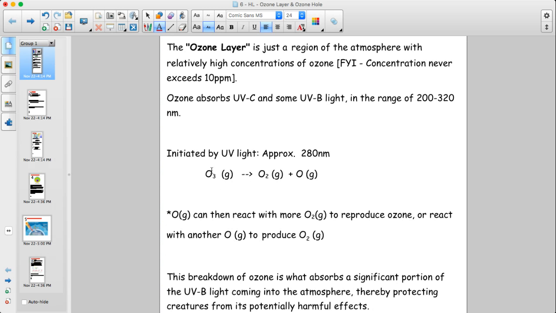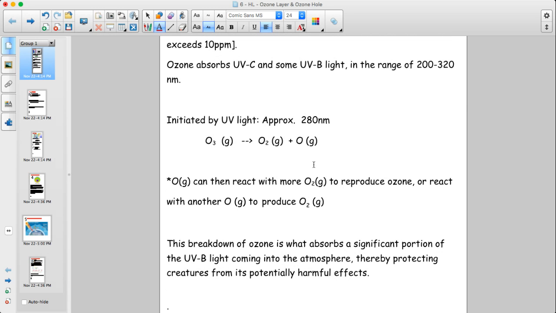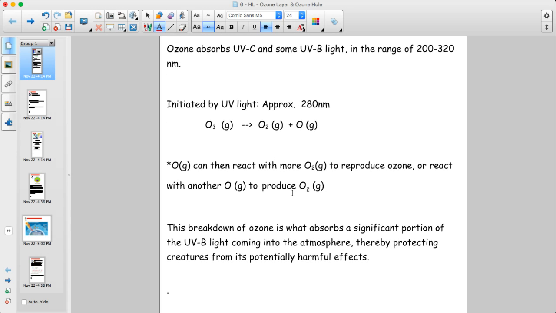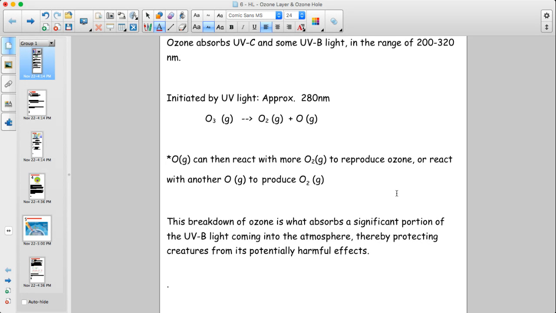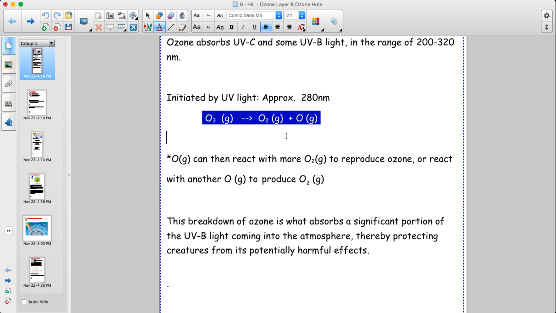So the breakdown process is that ozone gets hit with this UV light somewhere in that range, and it splits back into oxygen and monatomic oxygen, so O2 and O. And because where the ozone layer is, there's lots of oxygen around, usually that monatomic oxygen just collides with the O2 and reproduces the ozone. It can also react with other O's and make O2, or it can even react with other ozones and make two O2s. But mostly we think of this as the breakdown process, and then essentially the reverse reaction happens and it reforms ozone.